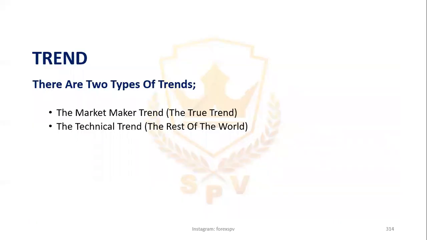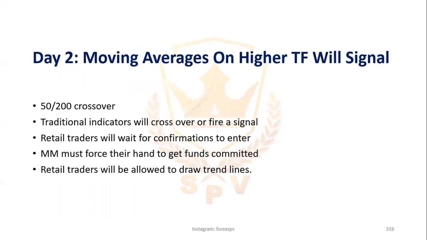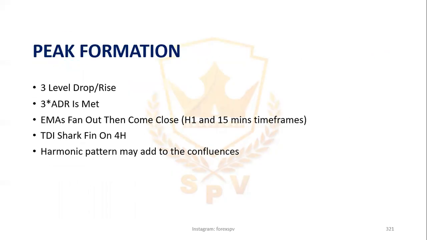So that's all on the indicators. And now I should be going to talk of the peaks. How do we identify that the dealer is forming a peak?